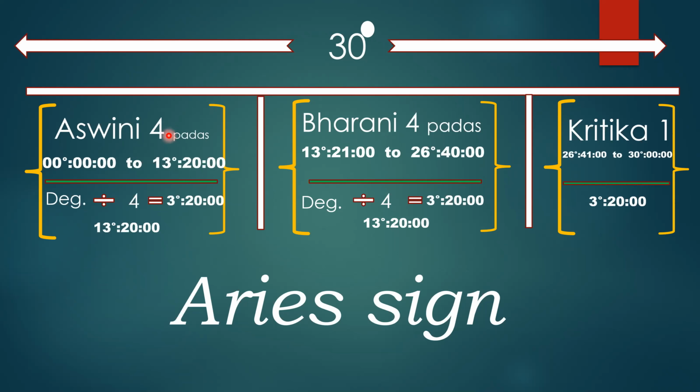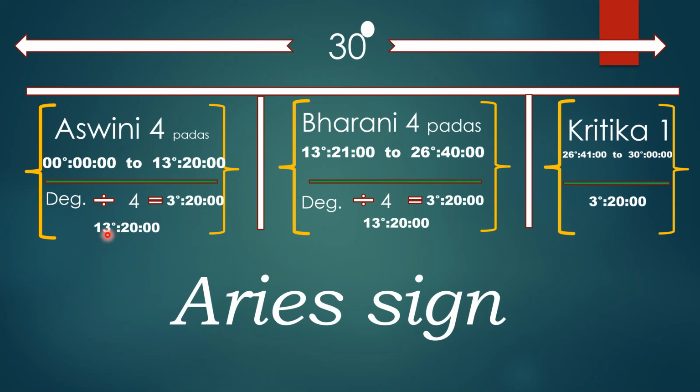So Ashwini has 4 padas. We are dividing Ashwini into 4 equal parts. We have 30 degrees in the sign, and now we are giving 4 padas to Ashwini, that is 3 degrees 20 minutes for each pada. If you have 4 padas for Ashwini, what will you get? 13 degrees 20 minutes. Write it down: 3 degrees 20 minutes, 3 degrees 20 minutes, 3 degrees 20 minutes, 3 degrees 20 minutes.